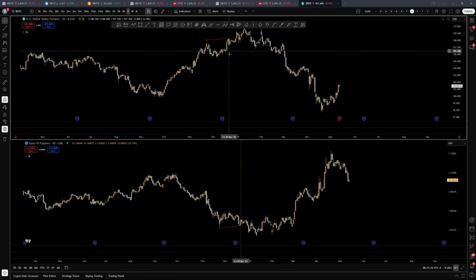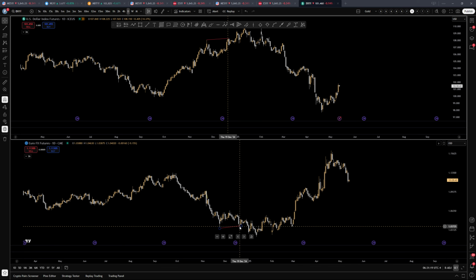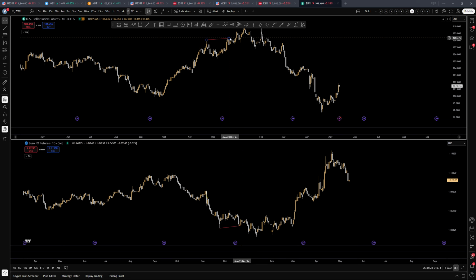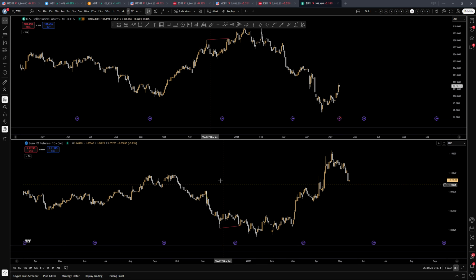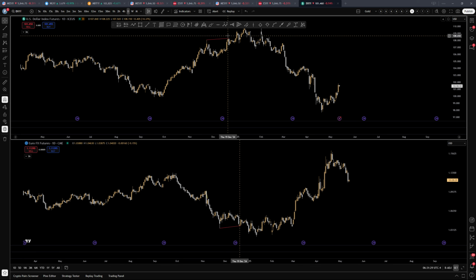So what do we expect of the euro? To put in a lower low, right? But look what happens. It doesn't put in a lower low, it puts in a higher low. And there is then our divergence. I hope that's clear. This one's moving away from the white line.